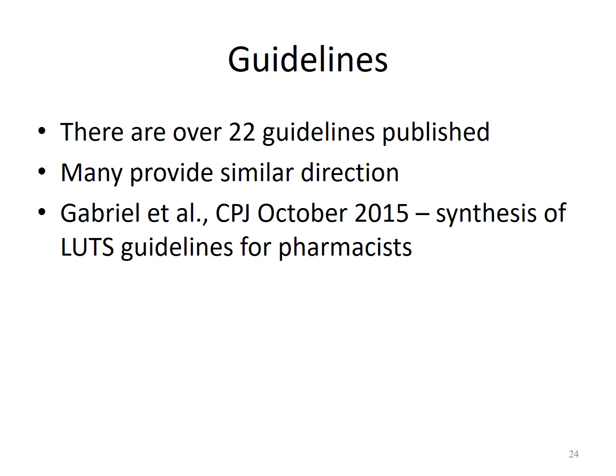I want to point out that there's over 22 guidelines, and then there's sub-guidelines. Say, for instance, the Canadian Urologic Association has published guidelines on lower urinary tract symptoms, but now they have a new guideline just on overactive bladder. There's also international societies and reproductive societies that have guidelines. And so there's some consistency, but also slight variations between them.